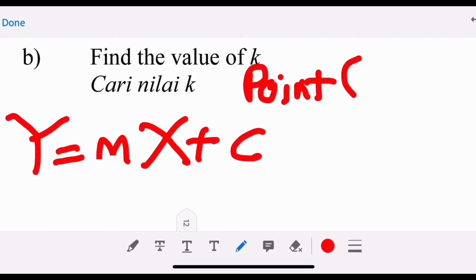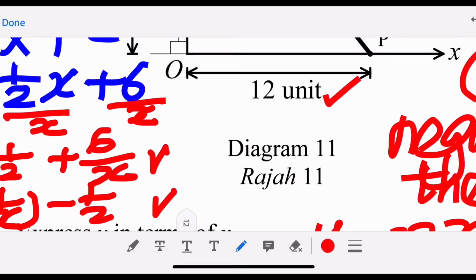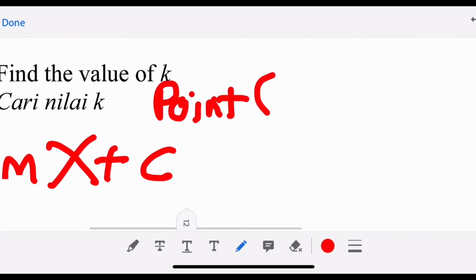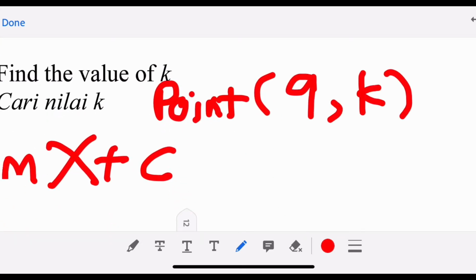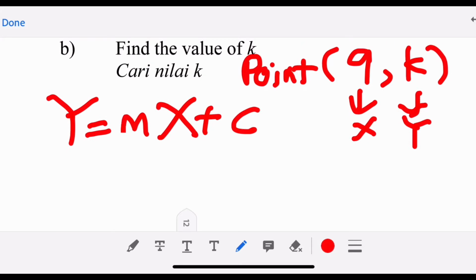So our point is given in the equation, which is 9k. So I'm going to substitute 9k into the equation, right? So that means the x will be 9, the big X and the big Y. All the point must be a big X and big Y.